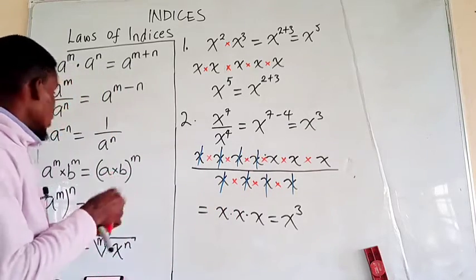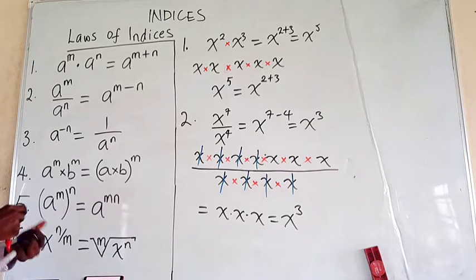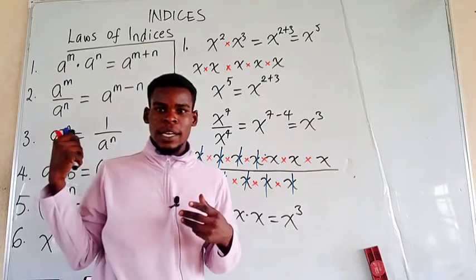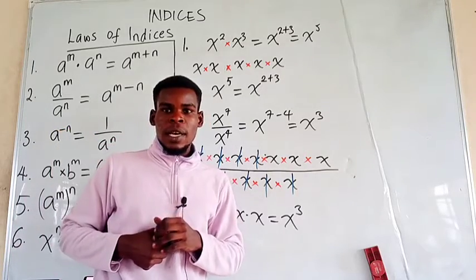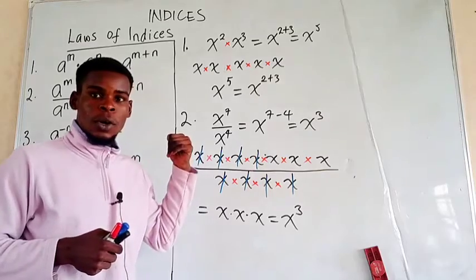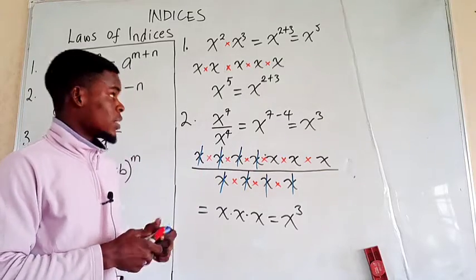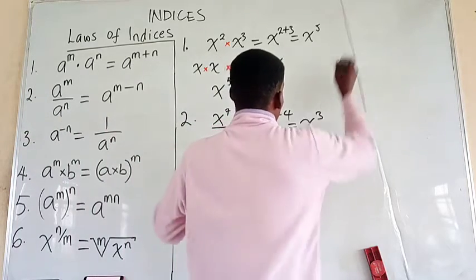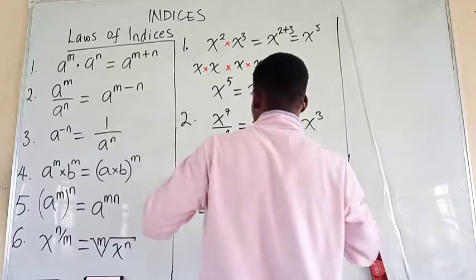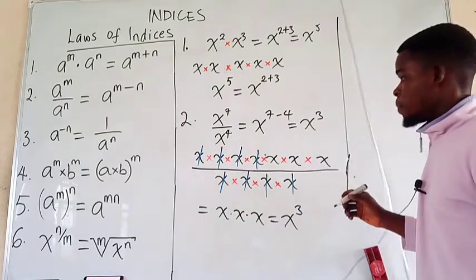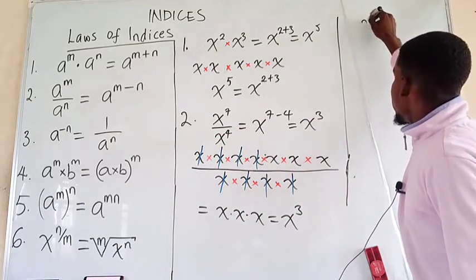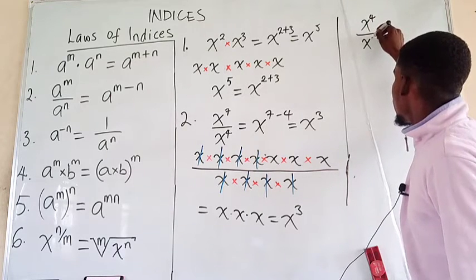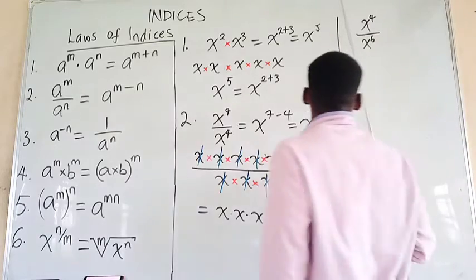As the second illustration, what if we talk about the third one? Let's introduce the third law, all right? It seems a little bit strange. Let me use this second law to bring that into existence. Now, from law number two, maybe I would just like to give you another example that will help us to see the third law immediately. Suppose we have to divide x raised to the power of 4 by x raised to the power of 6, all right?